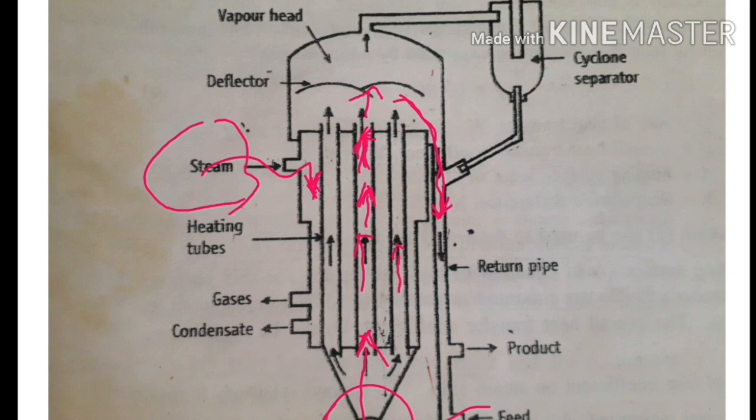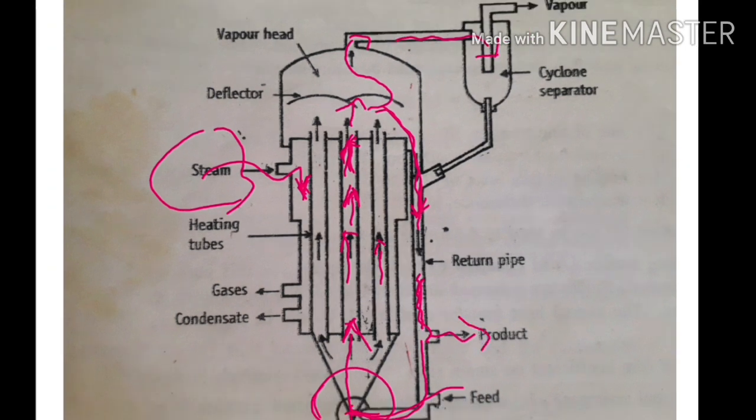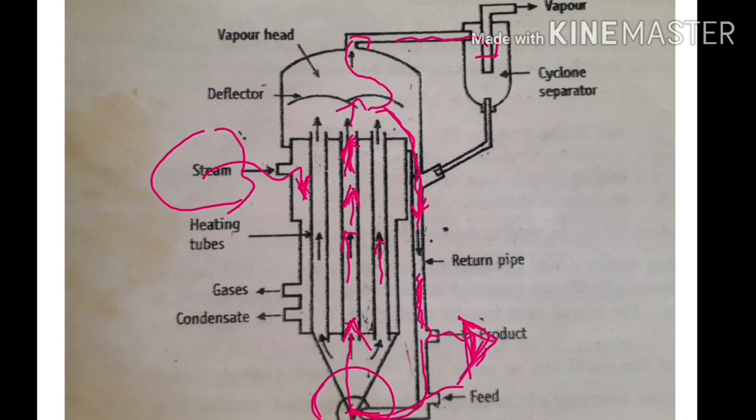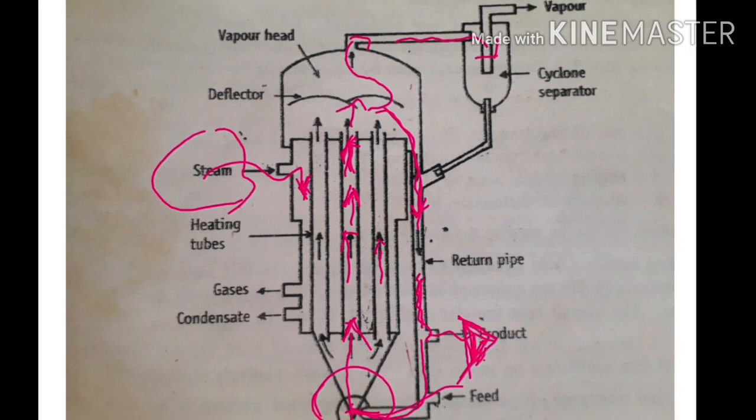The vapor escapes through the vapor outlet and enters the cyclone separator. The liquid fraction passes through this return pipe and enters the inlet of the pump for further evaporation. We can collect the concentrated product through this concentrated product outlet. So this is the working procedure involved in a forced circulation evaporator.